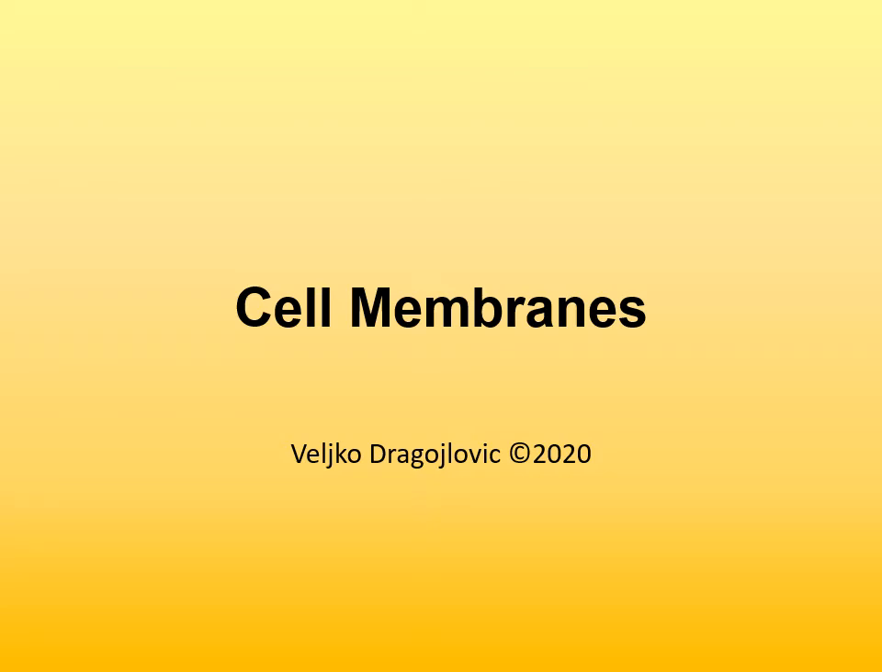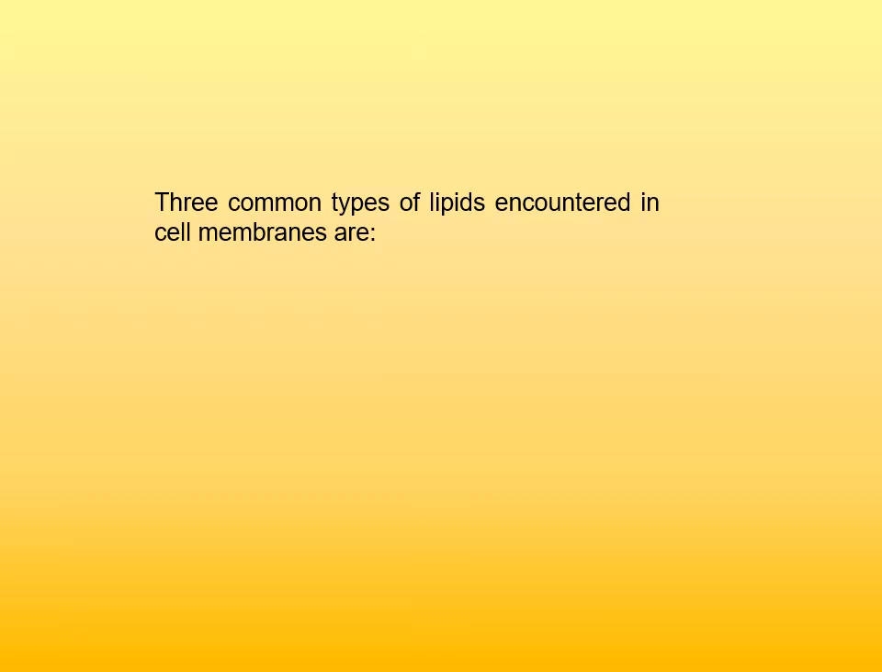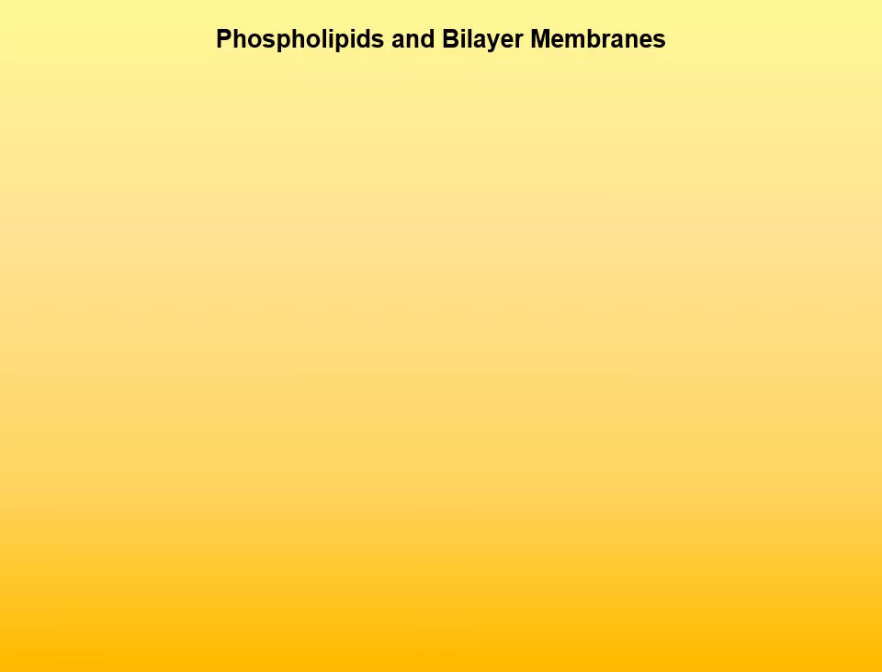In this lecture, we are going to examine cell membranes. Common types of lipids encountered in cell membranes are phospholipids, glycolipids, and cholesterol. The fundamental building blocks of cell membranes are phospholipids classified as phosphoacylglycerols. They are also called phosphoglycerides.